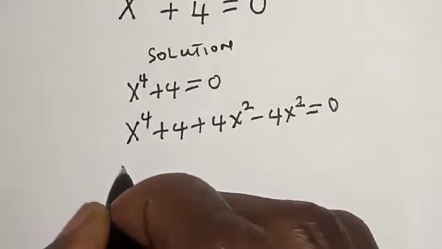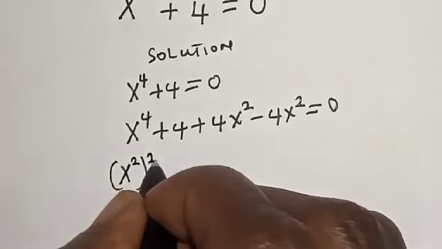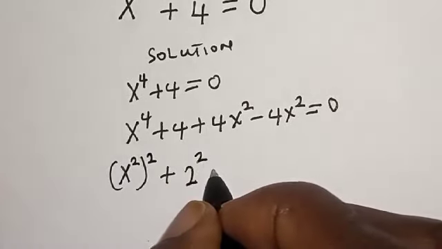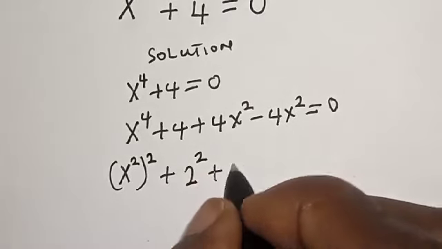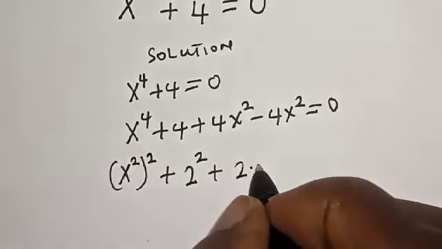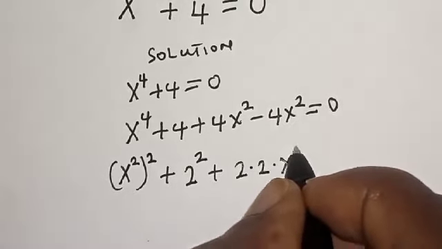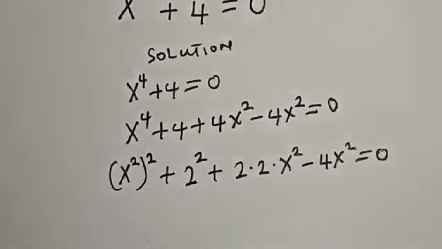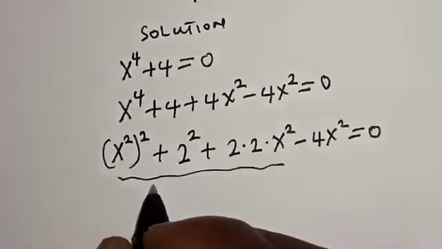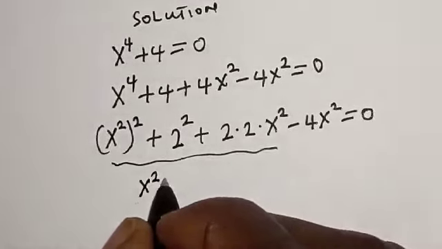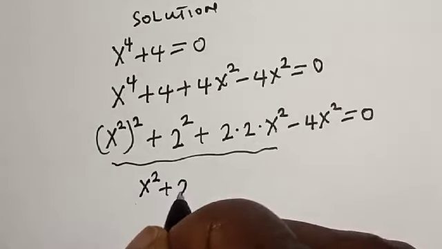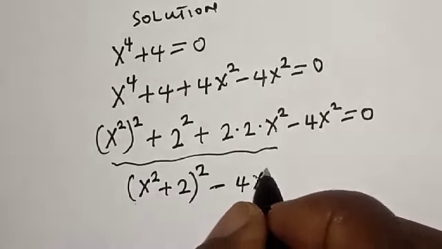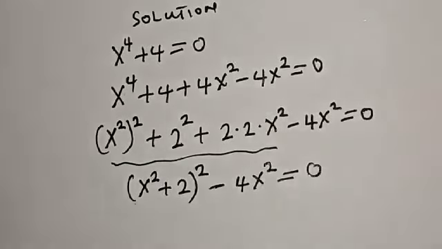Then this is x squared plus 2 squared, then plus 2 times 2 multiplied by x squared minus 4x squared is equal to 0. Now if you look at this, the whole of this is x squared plus 2 squared minus 4x squared is equal to 0.